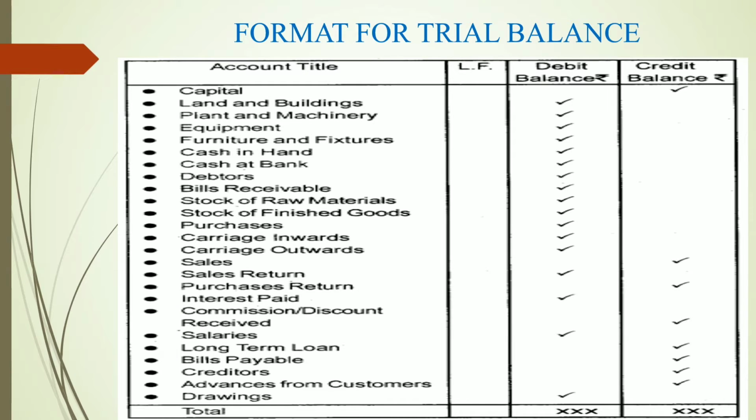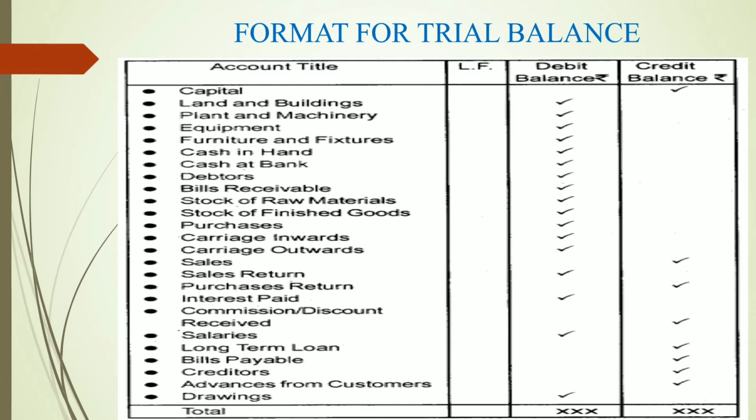Here you can see the format for trial balance. First the particulars, that is account title, then ledger folio, then debit and credit balance respectively. Here you can see the information like capital. Capital is nothing but the amount received from the shareholders for the purpose of raising the funds. In that situation, the company is in a position to repay the capital also. So in that way, it has been a liability for the company. So from the liability point of view, we will credit it.